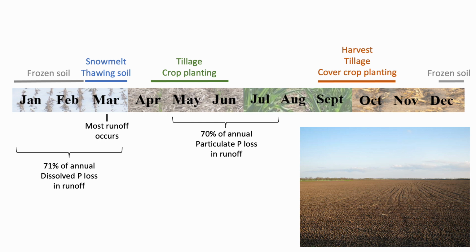From May to July, we see the highest amount of particulate P losses in runoff. Particulate phosphorus is bound to soil particles, and with an increase of tillage and fields being less covered, erosion risk increases, and in turn, particulate P also increases. Particulate phosphorus entering our water bodies impacts aquatic habitats, increases sedimentation, and degrades water quality.